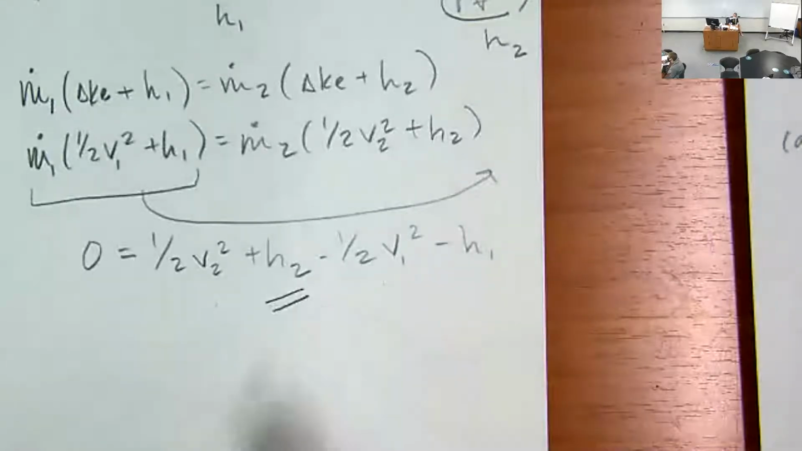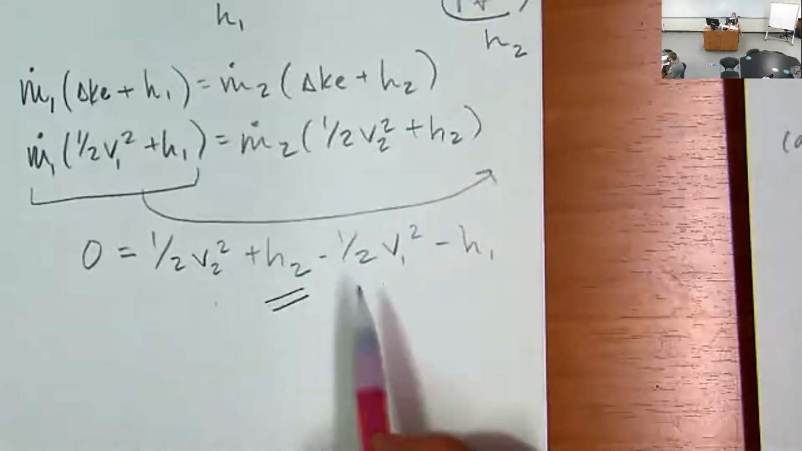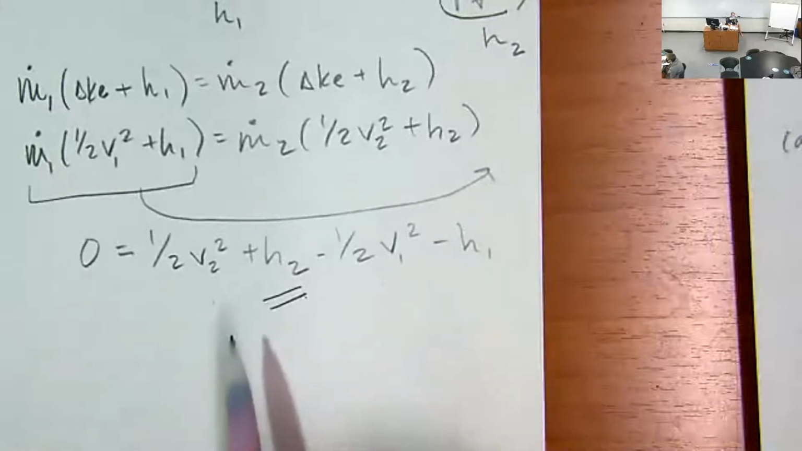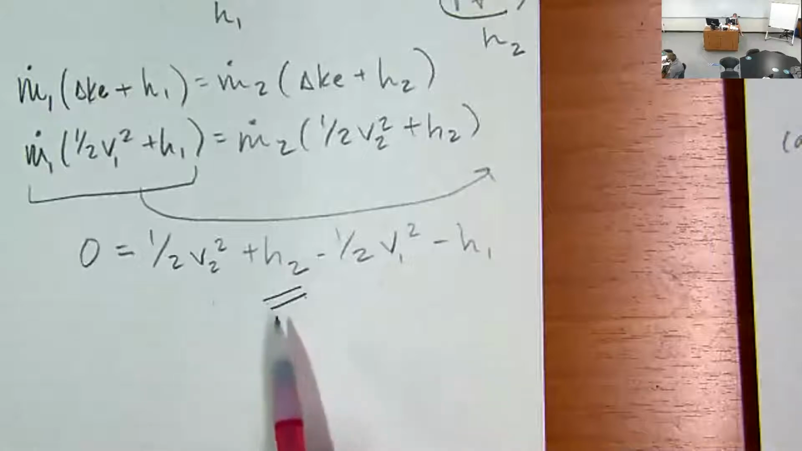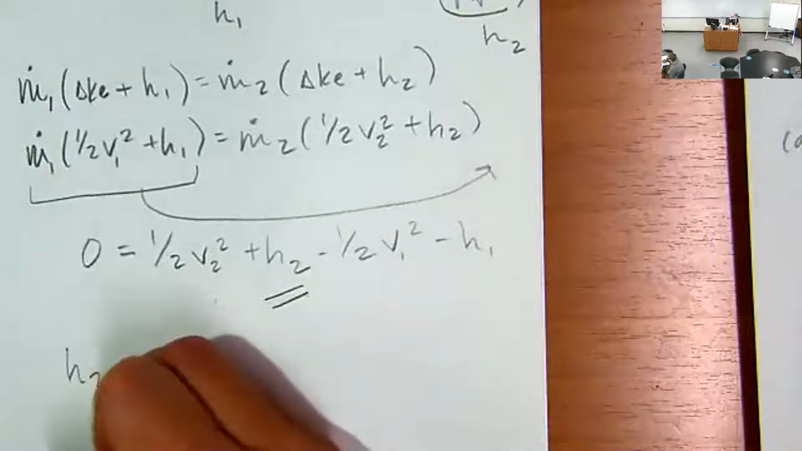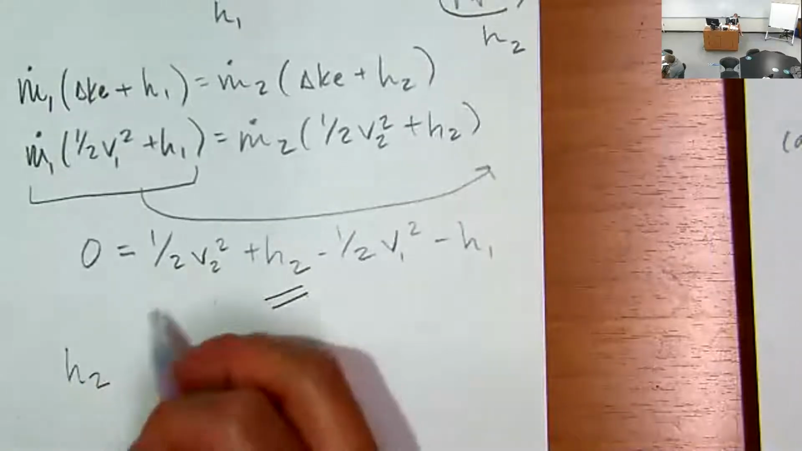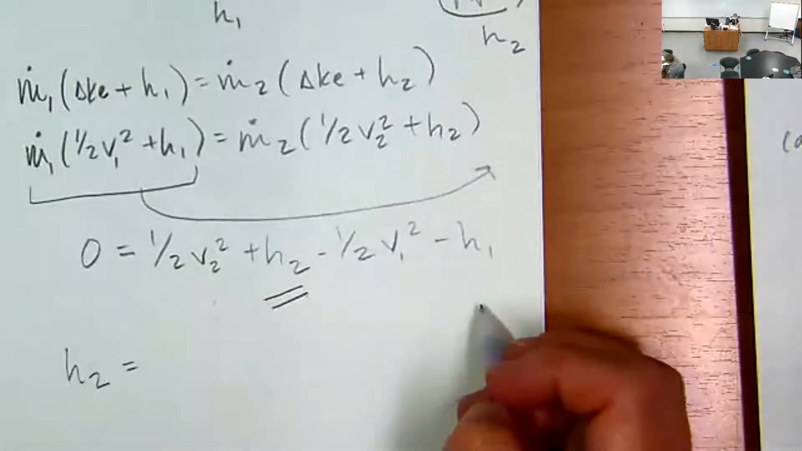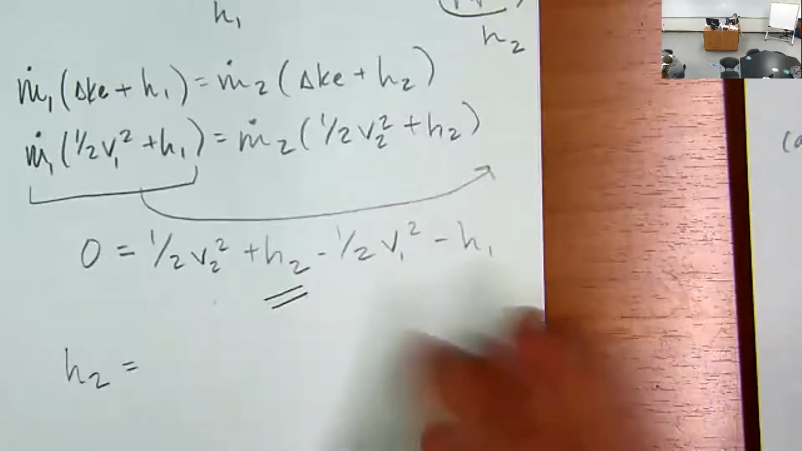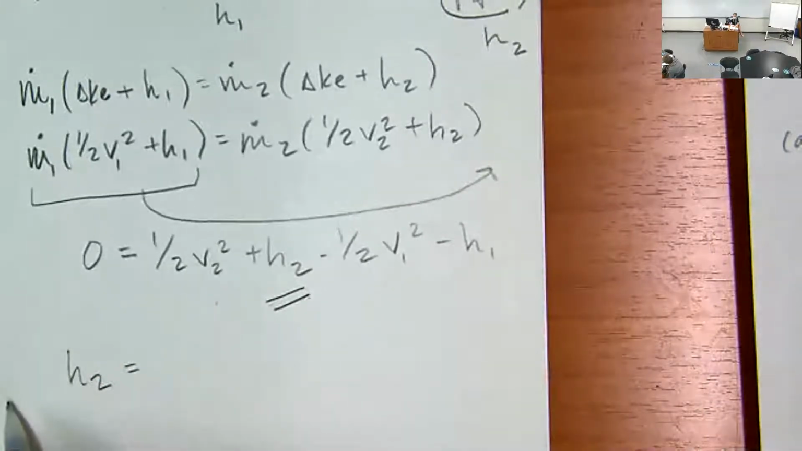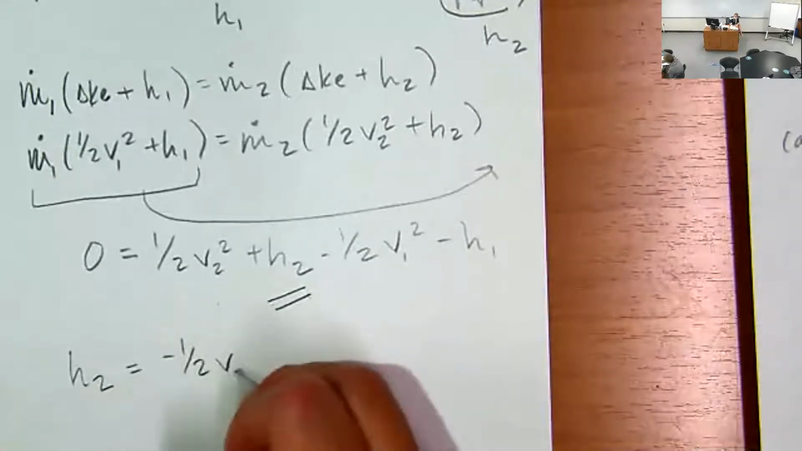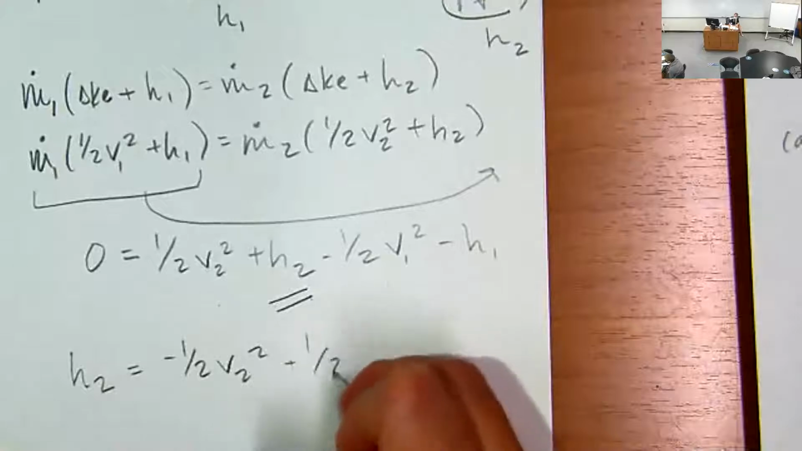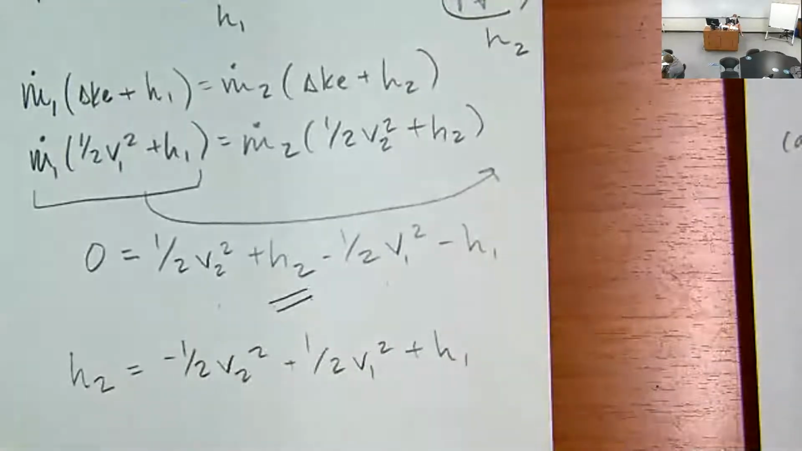So like I said, we're trying to figure out temperature based on this enthalpy at point 2. We can go to the property table and see what our corresponding temperature is based on this enthalpy value. So if we move our enthalpy value at point 2 over to this side, this would become negative, so I'm going to switch everything from negative to positive. So negative 1/2 velocity at point 2 squared plus 1/2 velocity at point 1 squared plus h1.